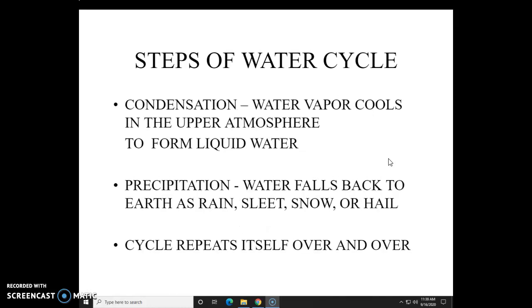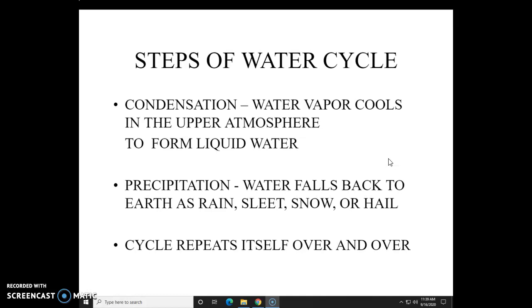Then you have condensation. That's when water vapor cools in the upper atmosphere to form a liquid water. It has to do with rain and clouds. You also get some condensation here. If you're outside with a cool drink on a warm, humid day, we often say it's sweating, and it's not really sweating. It's just the condensation of the humid air around the cold drink, around the side of your glass or the side of the bottle of water you're drinking. And the cycle just repeats itself over and over.